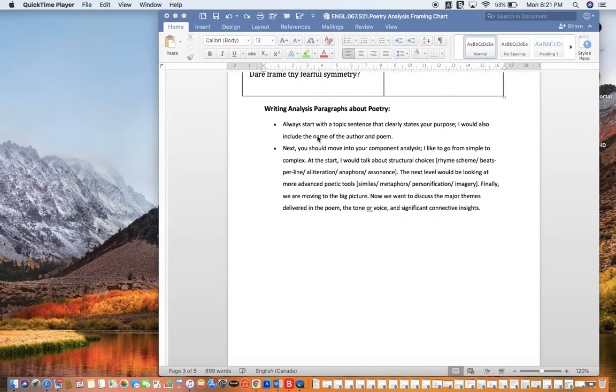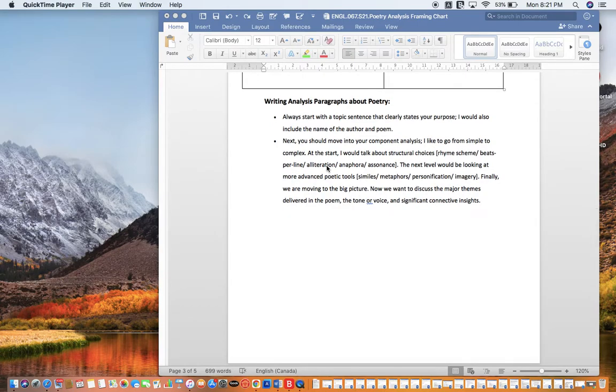So just to review quickly how we do that. Always start with a topic sentence that clearly states your purpose. It's also a good idea to include the author and the name of the poem. Then next, you're going to move into your component analysis, and that's essentially looking at those different windows that I was talking about, or layers, you could call them. I like to go from simple to complex.